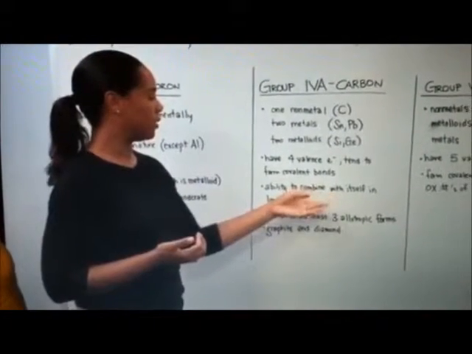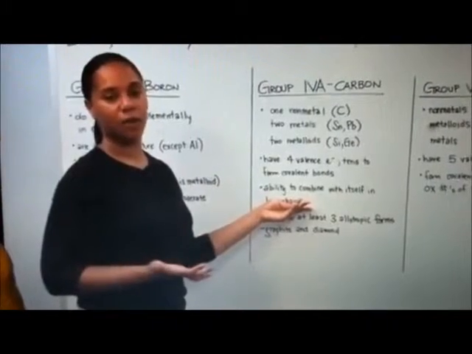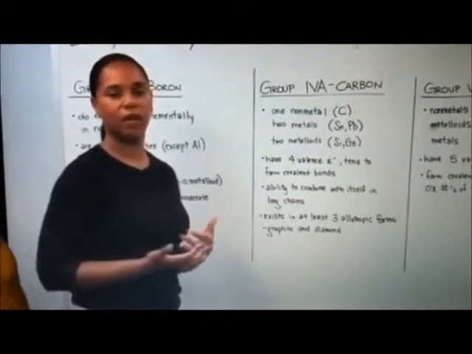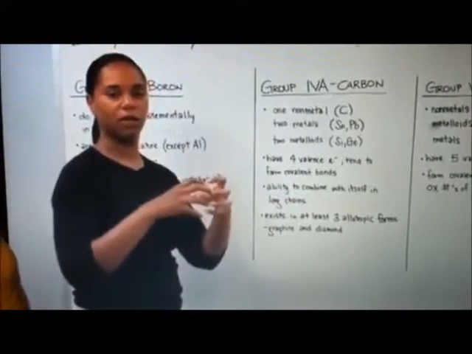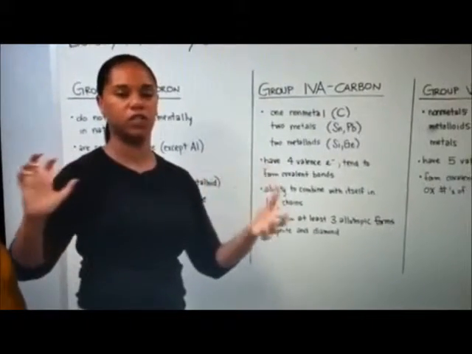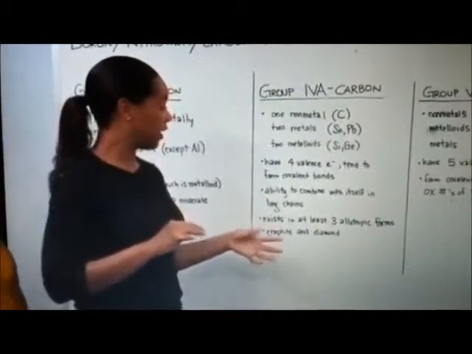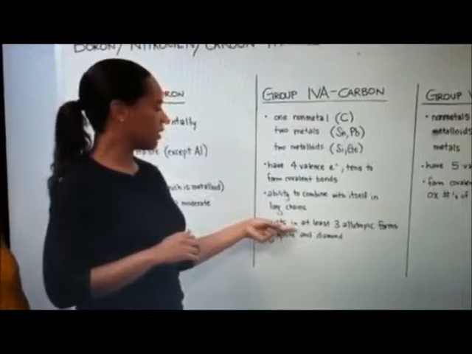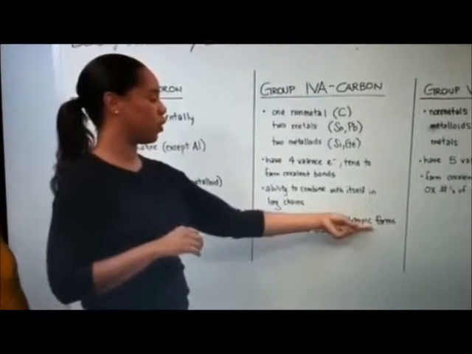Ability to combine with itself in long chains is another property of carbon, which a lot of other elements do not have. So carbon can form these really long chains where it's just bound to itself and other things usually. So it also exists in at least 3 allotropic forms.